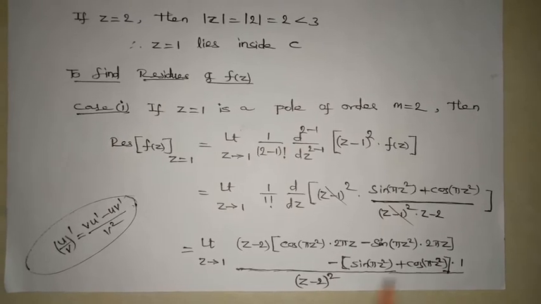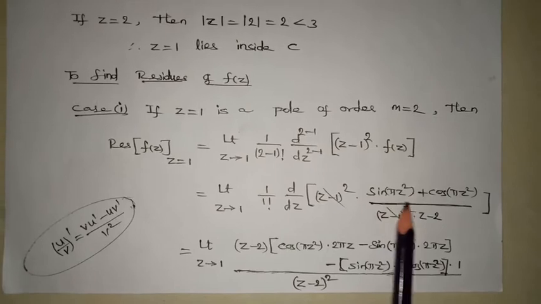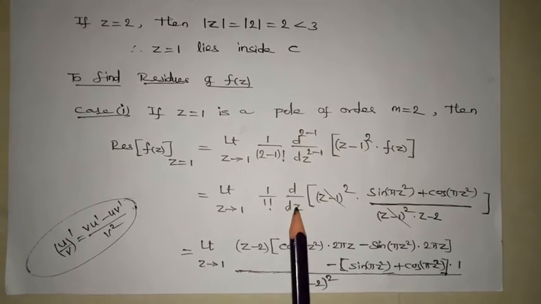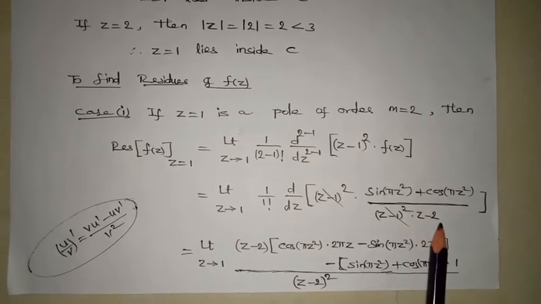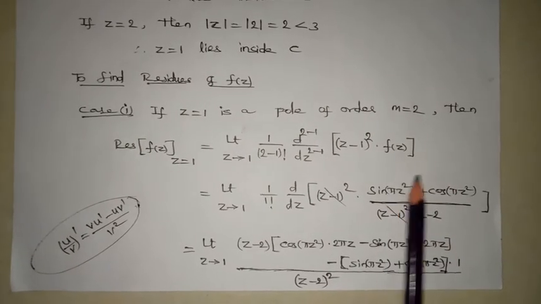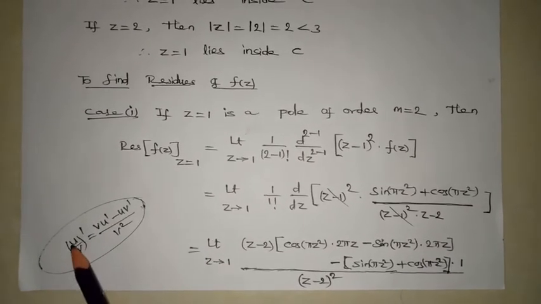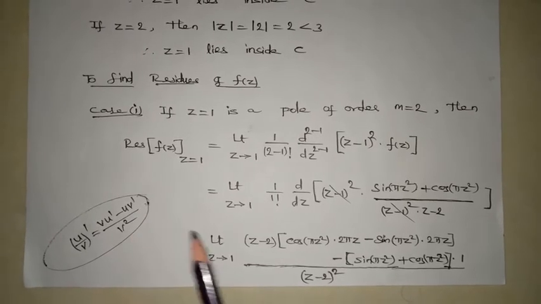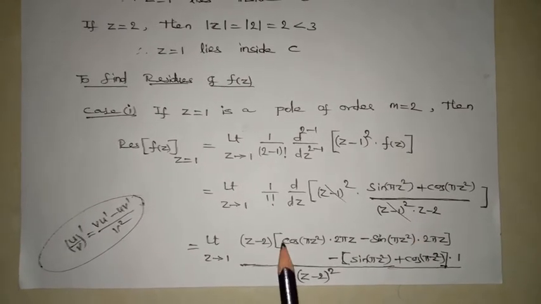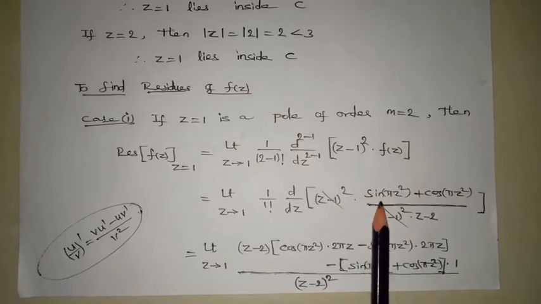you get this step. Here, this differentiation you must do carefully: d by dz of (sin pi z square plus cos pi z square) divided by (z minus 2). This is the remaining function. Here use the numerator as u and the denominator as v. Now what is the u by v formula? (v u dash minus u v dash) by v square. v is z minus 2, into, what is the differentiation of this? Here you must do it very carefully.